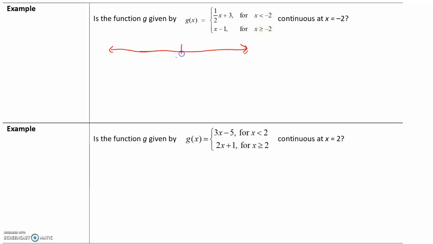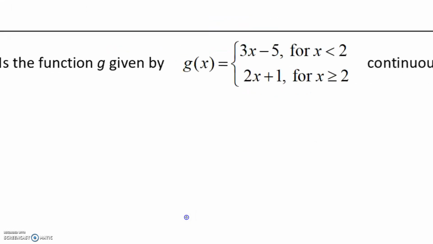So here's my -2. Okay, now if x is less than -2, so this interval here represents, and it keeps going, x less than -2. If x is less than -2, which function am I using? I'm using the function 1/2 x plus 3.